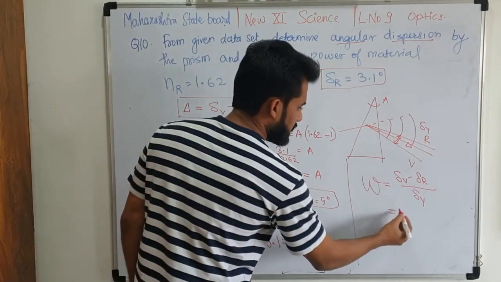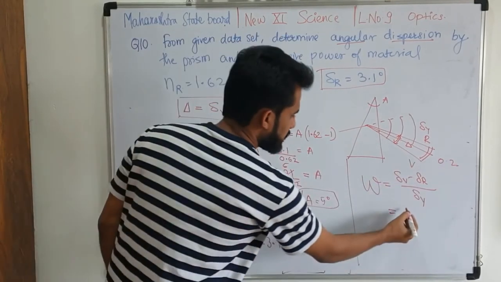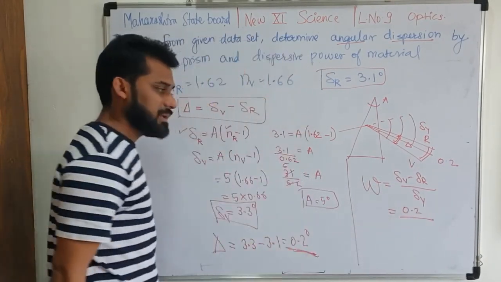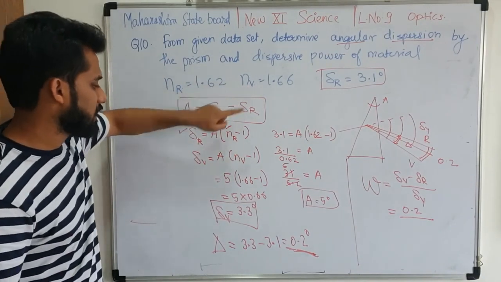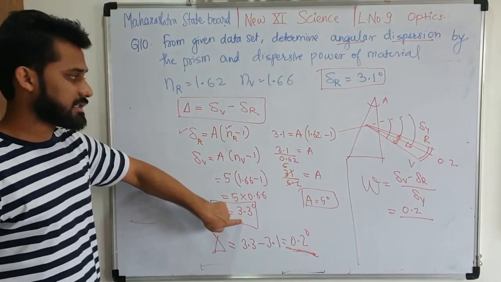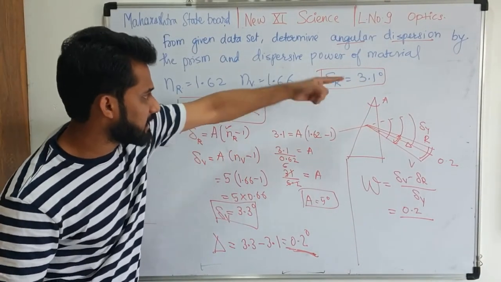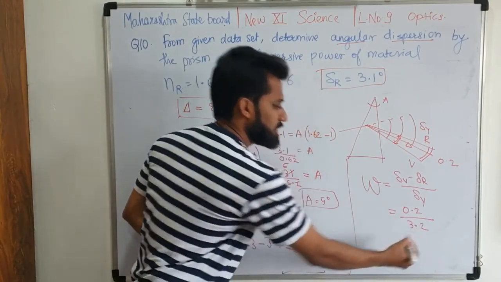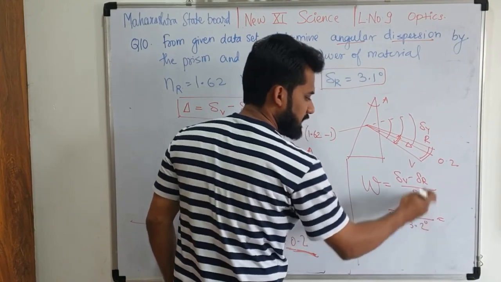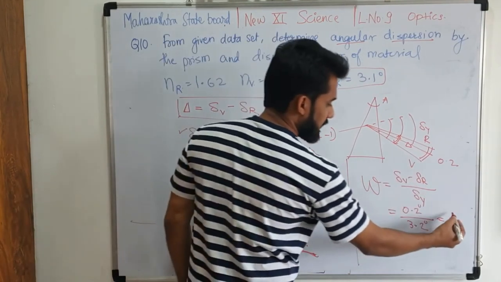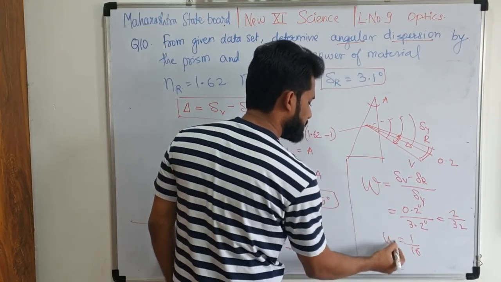Now see, in both, what is the angle? 0.2, already calculated, divided by the mean color. The color with the most bending is violet. Violet color is bent by 3.3 degrees, red color is bent by 3.1 degrees. The average of the two will bend by how much? 3.2 obviously. So it is 0.2 degrees upon 3.2 degrees, the units will cancel, and it can be written as 2 by 32, that is 1 by 16, unitless. The answer is 1 by 16.